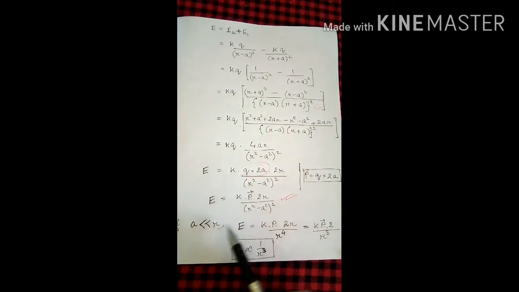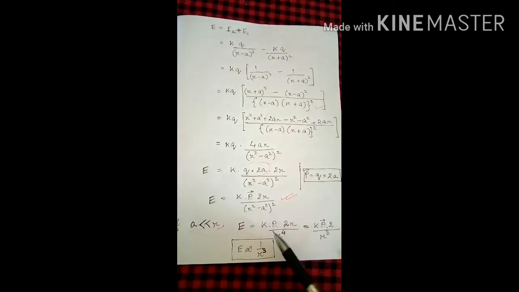So in this case we can neglect the a terms from the denominator. So here we will get E equal to kp into twice r, which remains the same. From the denominator we can neglect the a term in comparison to r. So what we can write here is r square to the power 2, that will become r to the power 4. So this r and 1 r from the denominator will cancel out. So ultimately what we will have is kp into 2 divided by r cube.